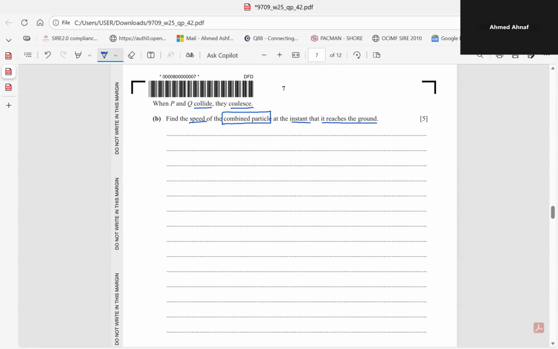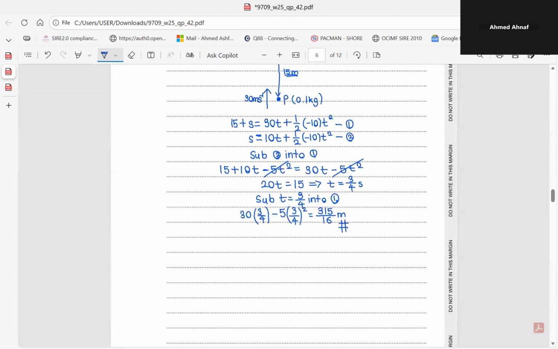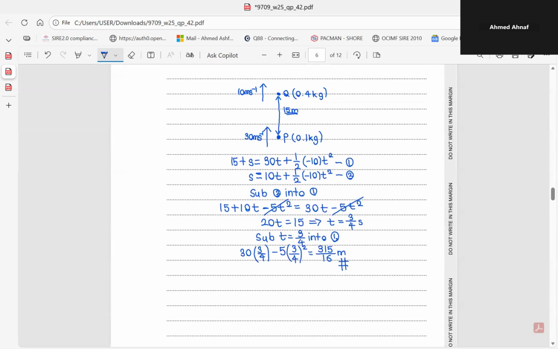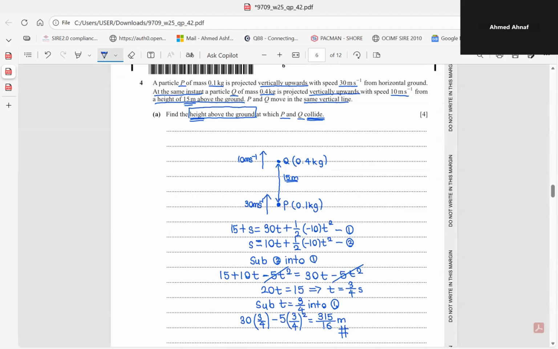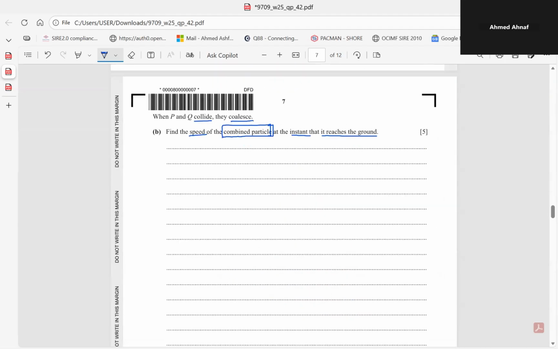To find that, we are going to work backwards. To find the speed when it reaches the ground, we need to know the initial speed of the combined particle, which is basically the speed at the instant that they collide together. To find that, we need to use conservation of momentum. So we need to know the speeds immediately before the collision, when they are at this height at time t equals 3/4.